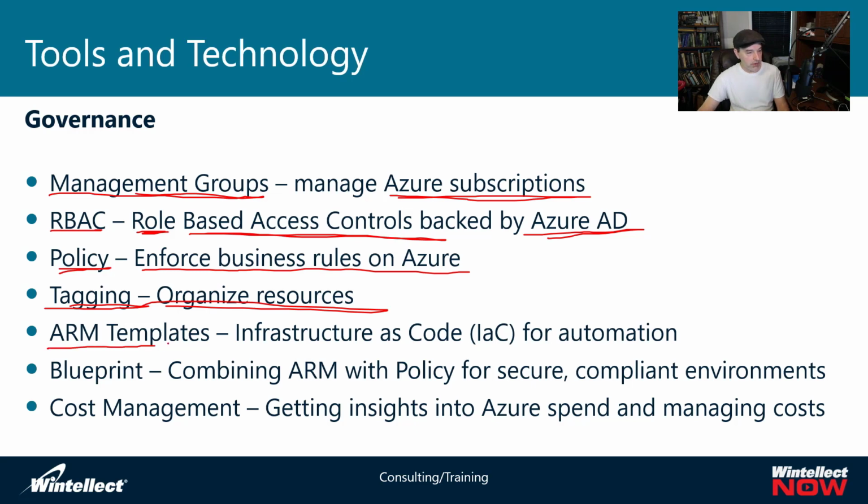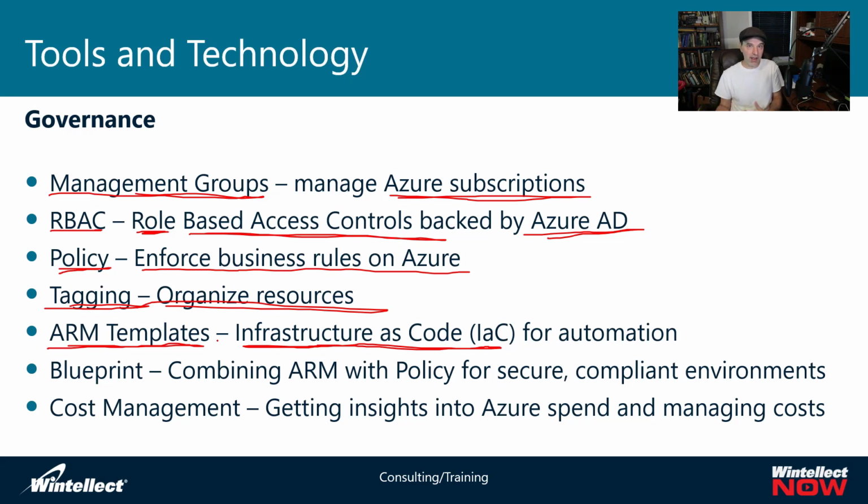Now, ARM templates are a way to automate infrastructure as code on Azure. Now, this is important for DevOps processes, and that is going to be something we're going to be talking about in future videos when we get into a lot more around processes and governance. But ARM templates are a way to basically stand up resources on Azure and be able to deploy those automatically.